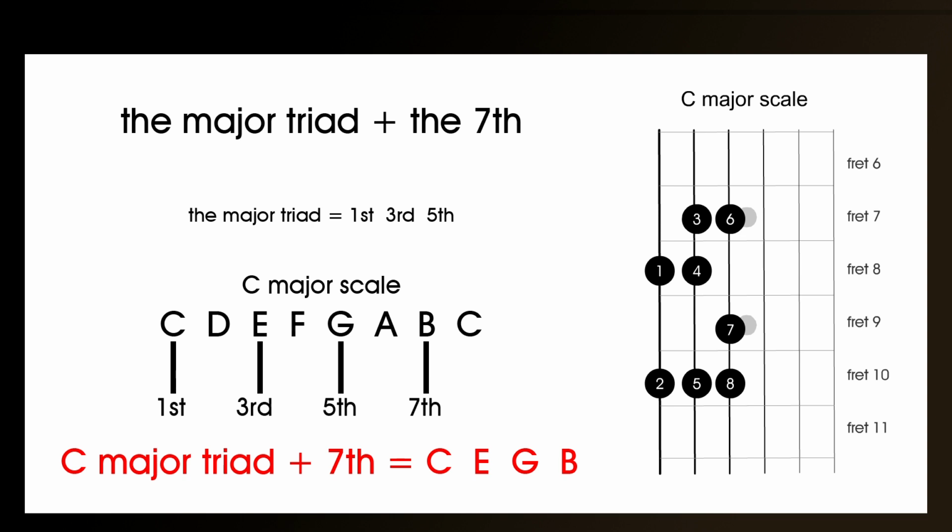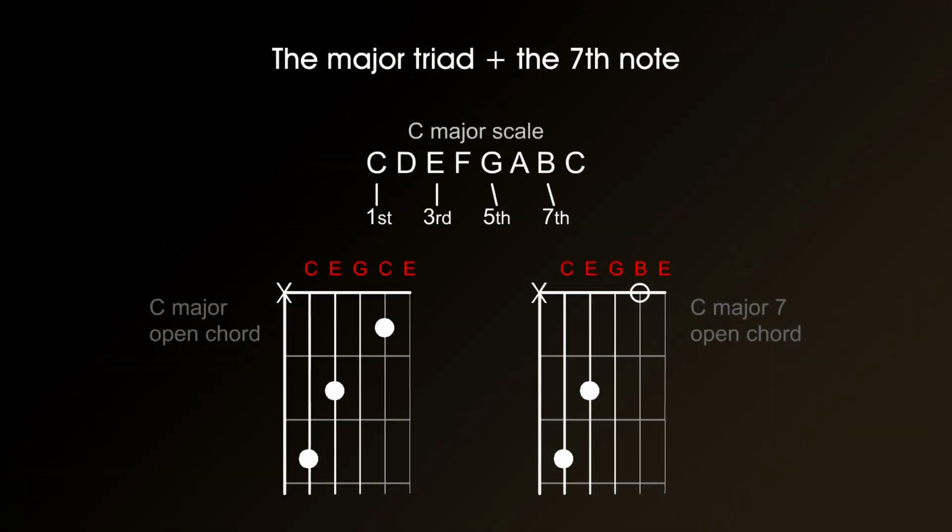And if we work this out from a C major chord, we just have to find a way of playing a B. The easiest way of doing this is to remove the first finger from the B string, which removes the C and exposes the B. So the notes in this chord now are C, E, G, B, E. So we've got the complete triad and the seventh note, which makes this the C major seventh chord.